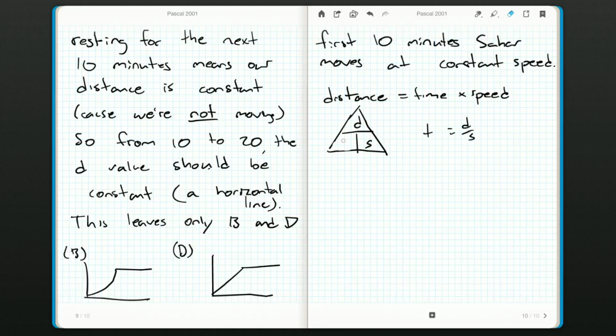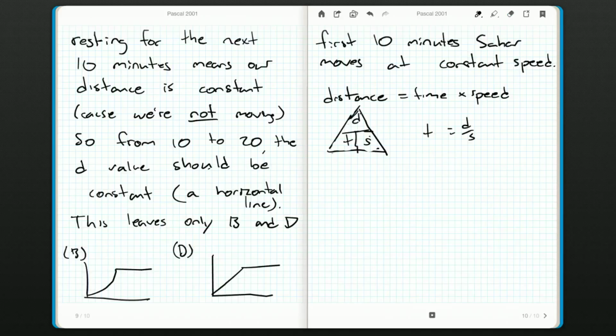If I had this triangle written down here and I wanted speed, I cover up speed and I know that speed is distance over time. Or if I want distance, I cover up distance and distance is time times speed. They're on the same level, so we multiply them. So these triangles are good for these sorts of things. I'm trying to think of another one. I know there are a bunch of them from physics. Nope, nothing's coming to mind.